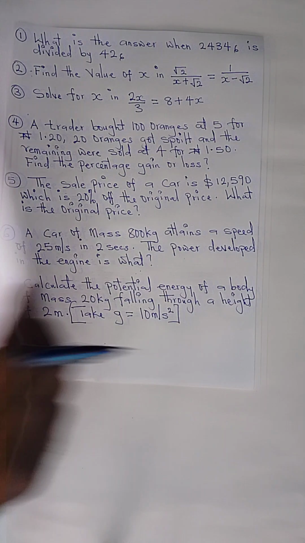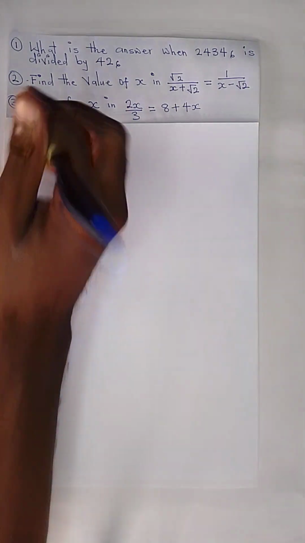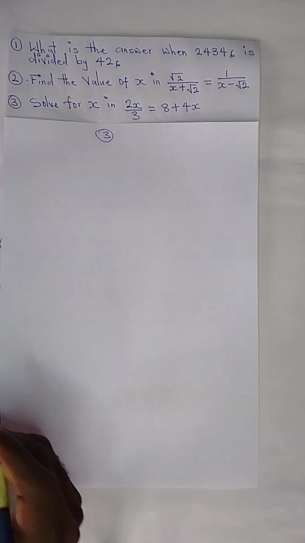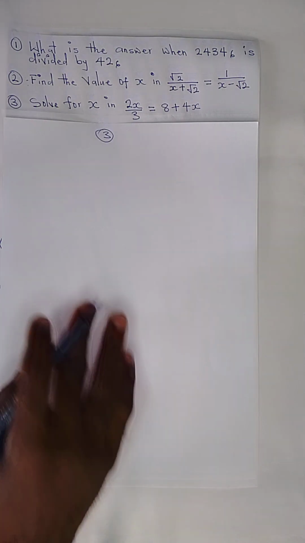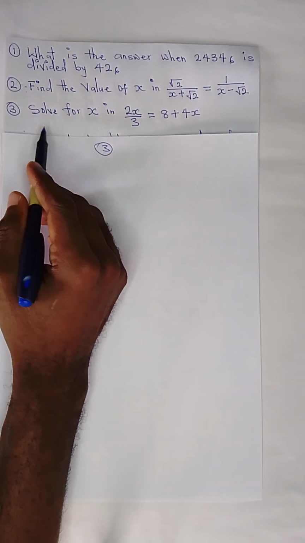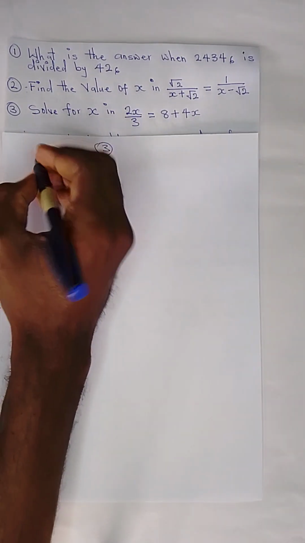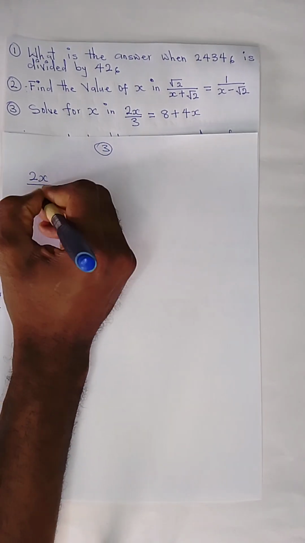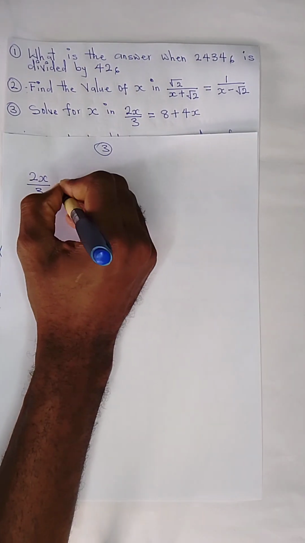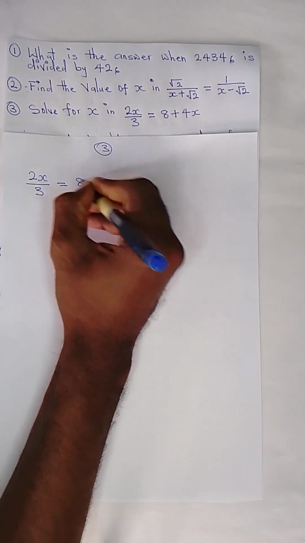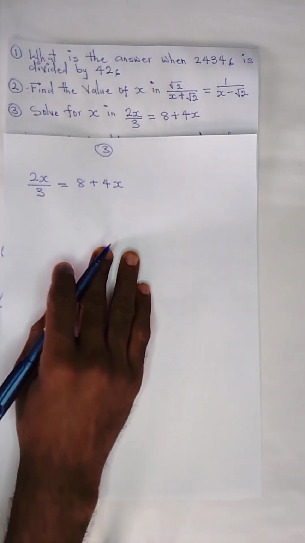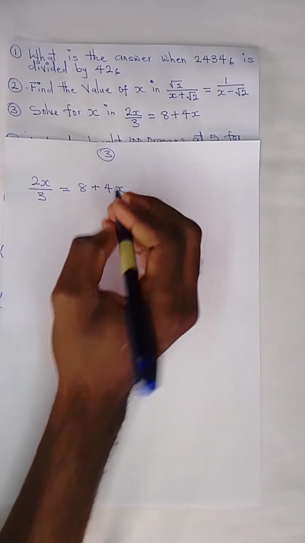Now let's look at question number 3. Question number 3 says, solve for x. Solve for x, 2x all over 3 equal to 8 plus 4x. So let us solve for the value of x here.